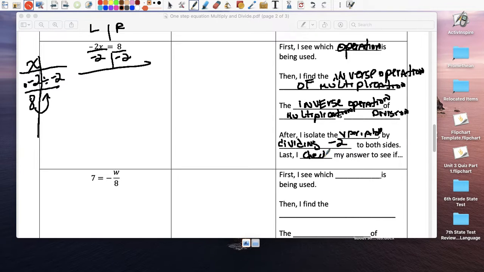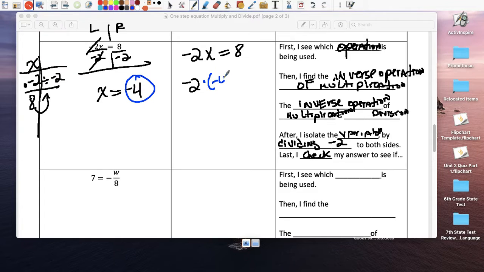Last I check my answer. So I divide both sides by -2. -2 divided by -2 is +1. That's x. And 8 divided by -2 is -4. I check -2x equals 8. I'm going to take -2x, and then I'm going to replace it with -4. It's a negative times a negative, positive, and 2 times 4 is 8. Look. Last I checked to see if my left side equals the right side.